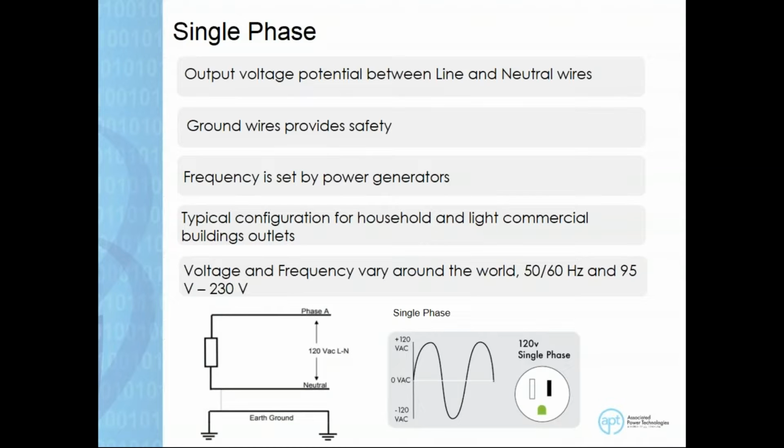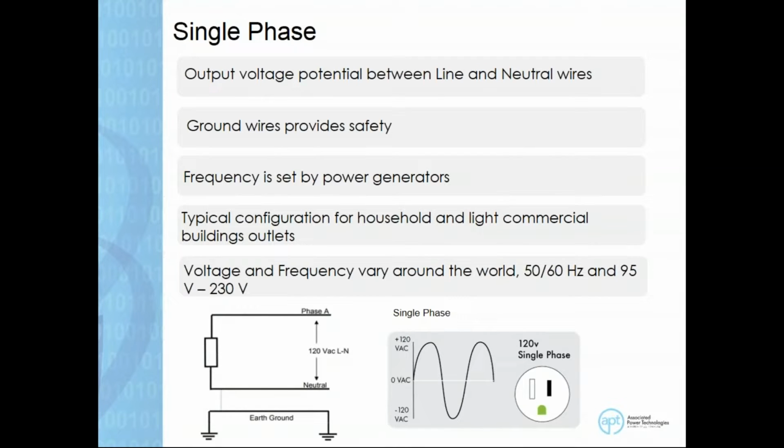Now the frequency of this single phase is set by the generators. In the case of the US, when the utility companies are generating this power, they're setting up the frequency at 60 hertz. Overseas, this frequency may change to 50 hertz. Some other places may have a different frequency. Majority of times you will see frequency listings of either 60 hertz or 50 hertz.